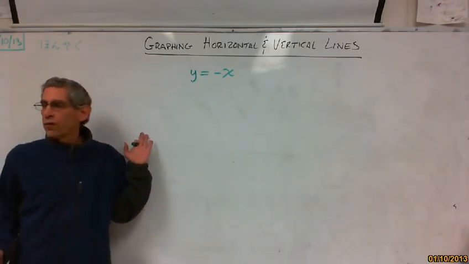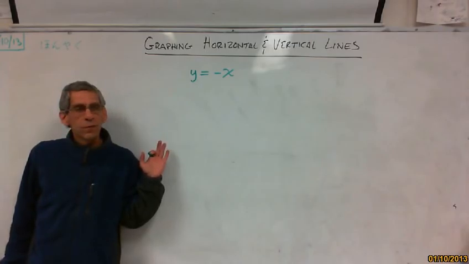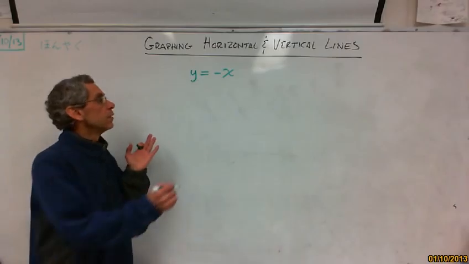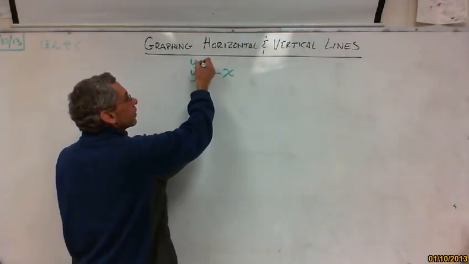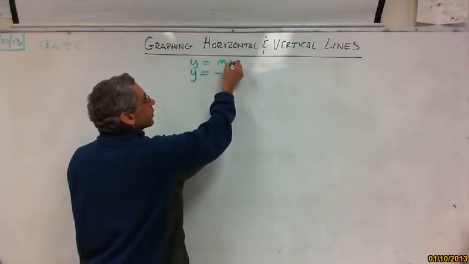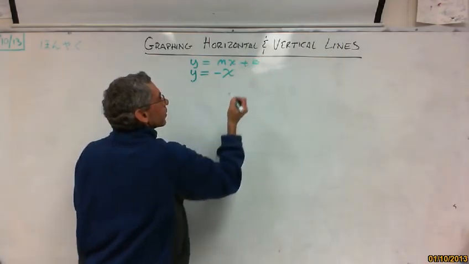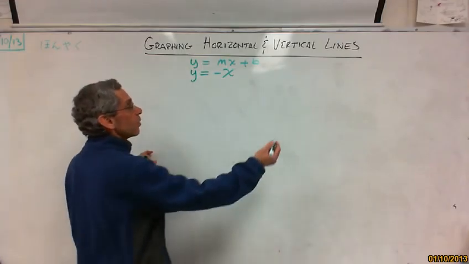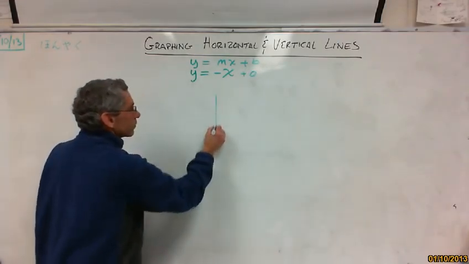What is it written in? What form is it in? It's written in this form, y equals mx plus b. Okay, what is my b? What is my b? 0. B is 0. And it's negative 1 over 1.